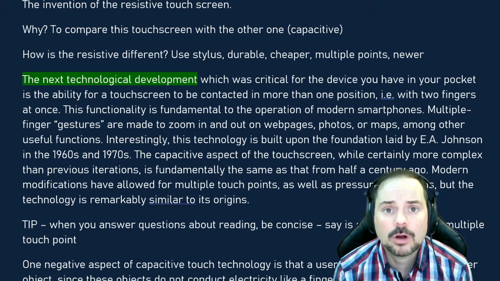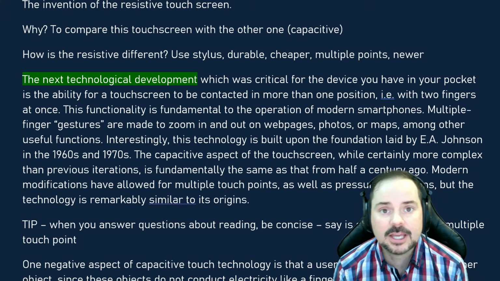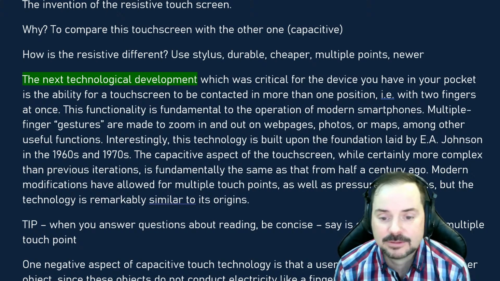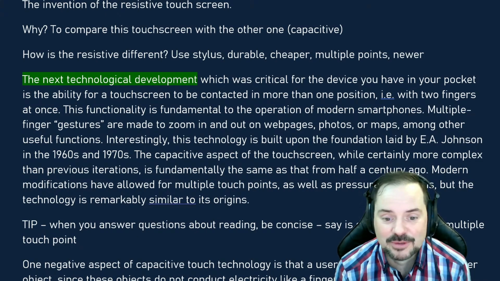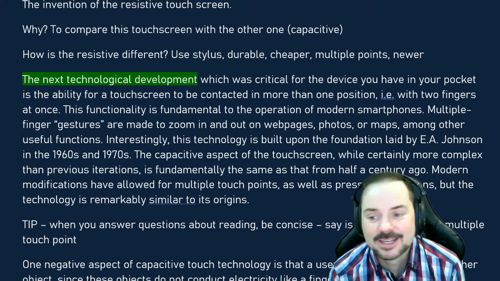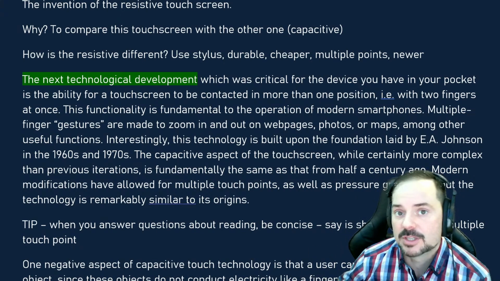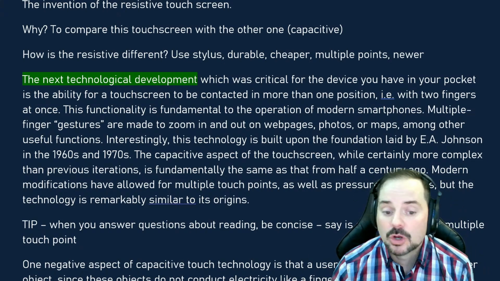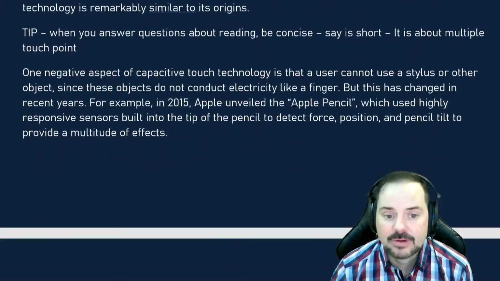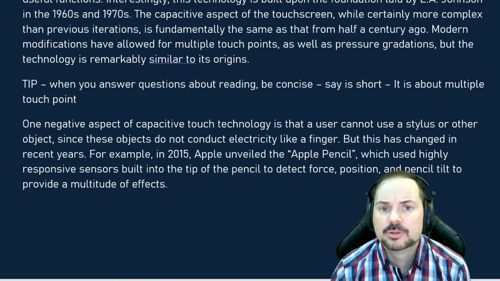So what device uses the old technology developed by E.A. Johnson? Capacitive. The mobile phone, right? The smartphone in your pocket uses the older technology. I shouldn't say older technology because it's new technology, but the older invention, right? So it's the capacitive. Okay, and why is it important? Why do we need multiple touch points?